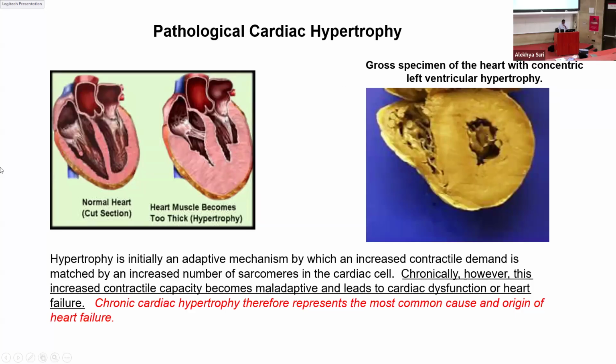So this is the diagrammatic representation of a normal heart and the hypertrophied heart. You can see a thick muscle, and the cavity will be very small, and you will see enlarged myocytes at a cellular level. This is a human heart with a concentric left ventricular hypertrophy, and you can see the cavity is very, very small, the left ventricular cavity.